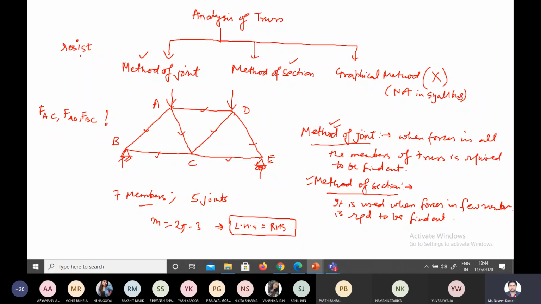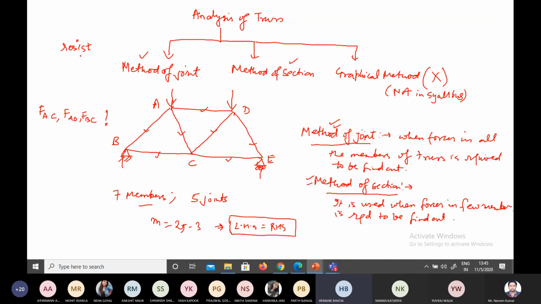For example, these are used in bridges, transmission towers, roof, etc. So, have you noted the definition of truss? Should I repeat, or is it fine?